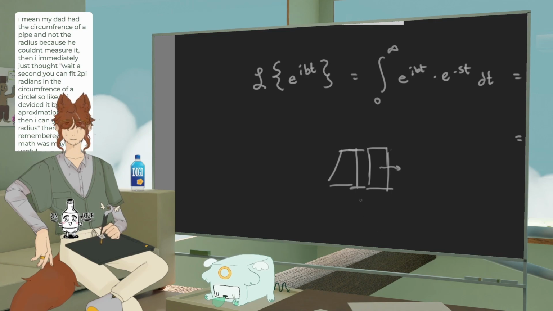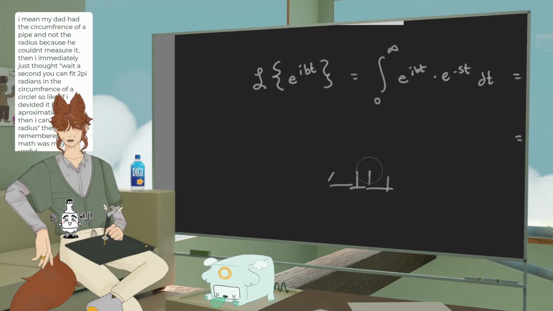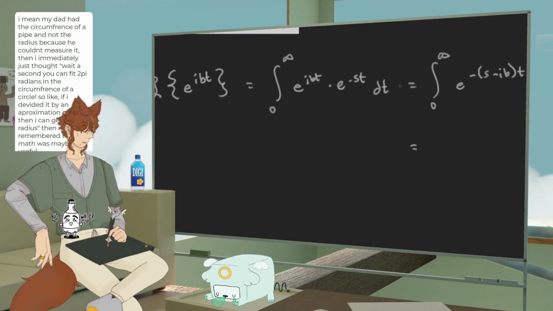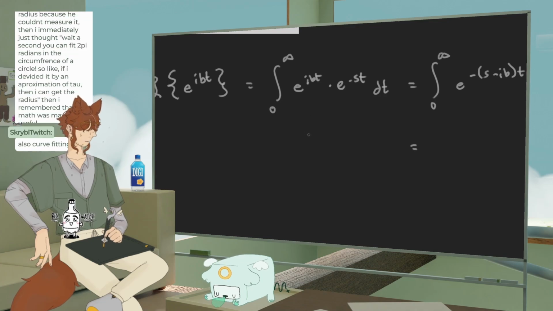I mean, my dad had the circumference of a pipe and not the radius because he couldn't measure it. And then I immediately thought, wait a second, you can fit 2 pi radians in the circumference of a circle. So if I divided by an approximation of tau, then I can get the radius. Exactly, exactly. That's why math is useful. There are a lot of reasons why math is useful, especially if you're working with things that are made. If you're trying to make things, you have to use math, even if it's just woodworking. Also curve fitting. There's a lot of cool stuff you can do with data.